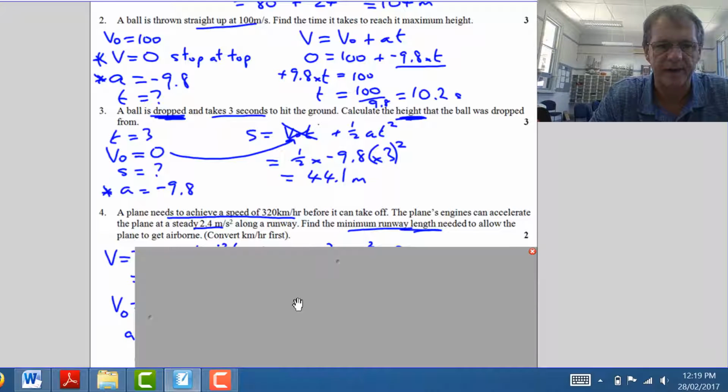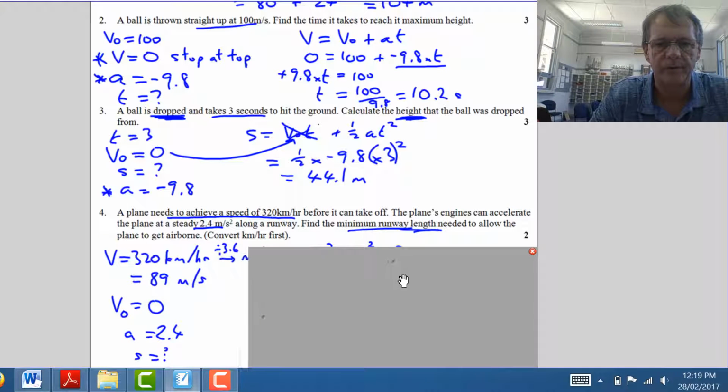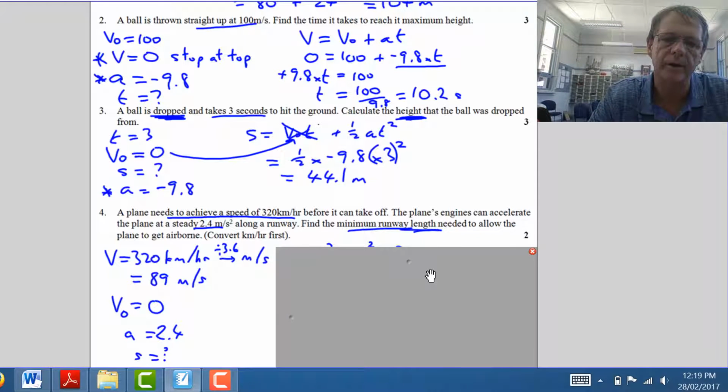So we'll talk about that now. It's going to have to be divided by 3.6 to convert to metres per second. If you want to do it the slow way, you would times by 1,000 to get it into metres, and divide by 3,600 to go from hours to seconds, because there's 60 by 60 seconds in an hour. But the quickest way is divide by 3.6.